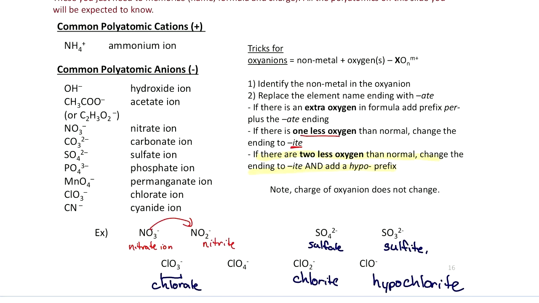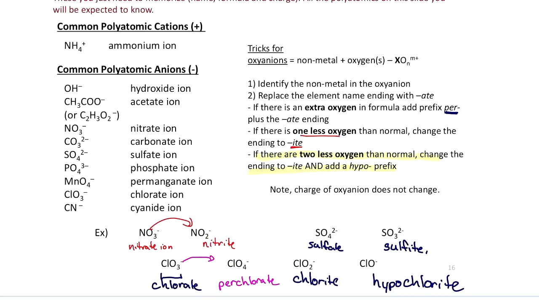Now, if you go back to the normal -ate ending and add an oxygen, the rule is you add a per- prefix, but keep the -ate ending. So that's what this first one is, going from 3 oxygens to 4 oxygens. This is called perchlorate. All right? Those are the rules.